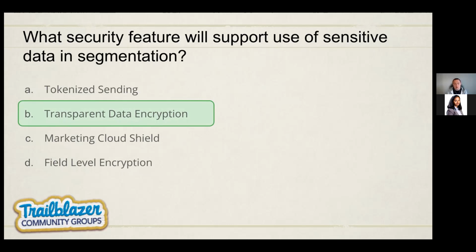It's an encrypted payload. Marketing Cloud Shield, I purposely dropped it in because I want to encourage you to do a bit of exploration. What do we consider to be Marketing Cloud Shield? It's a combination of the audit log and other things. It's a legit term, but practically the answer is B here.